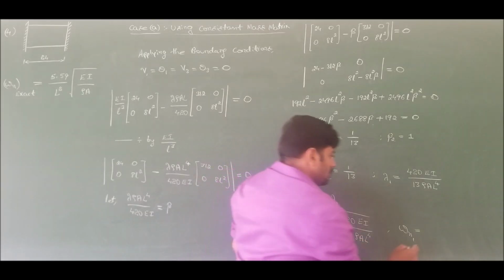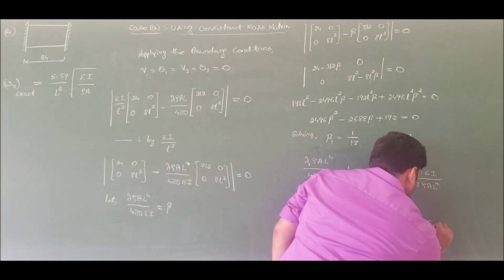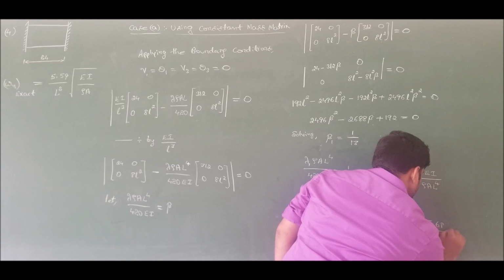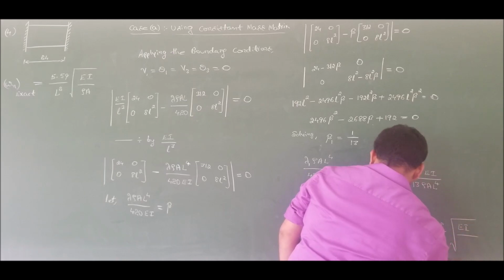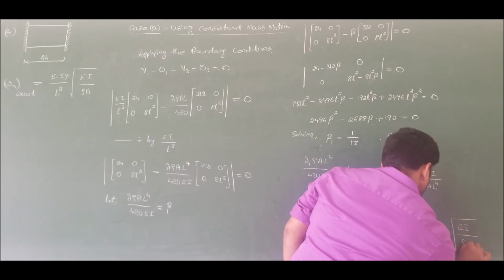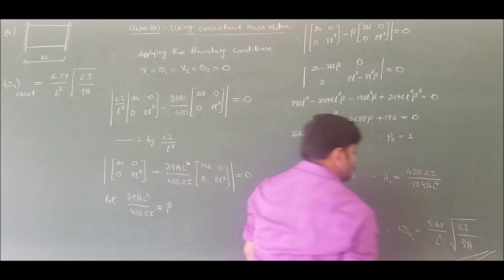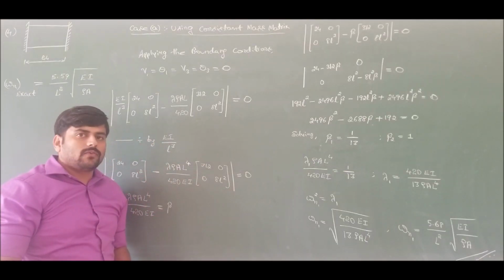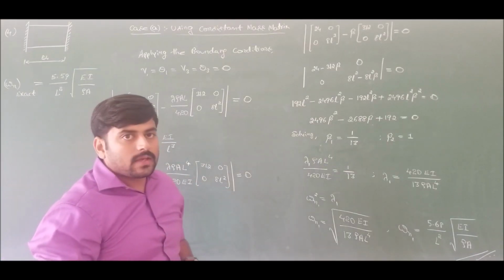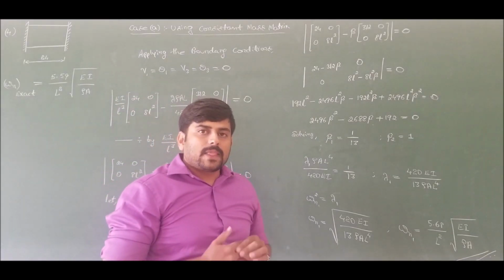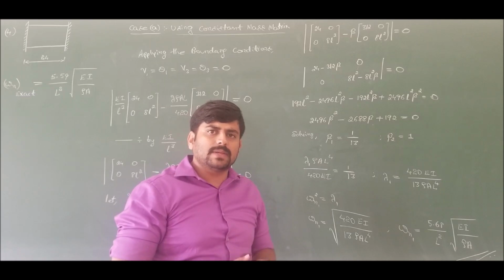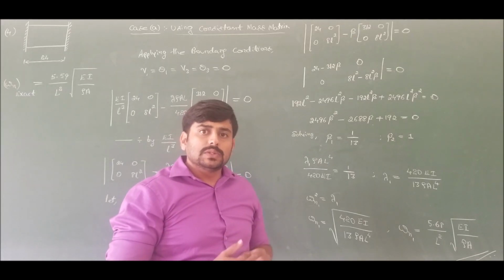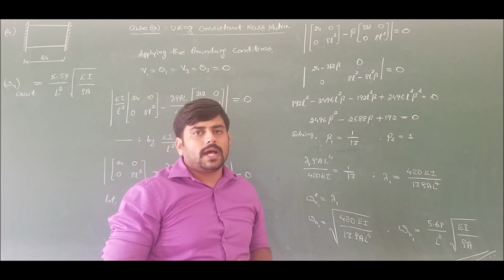analysis as 5.68 by L square root of EI by rho A. So this is the solution for case A, in which we have calculated the fundamental natural frequency of transverse vibration of the fixed beam given in the problem using consistent mass matrix for analysis.